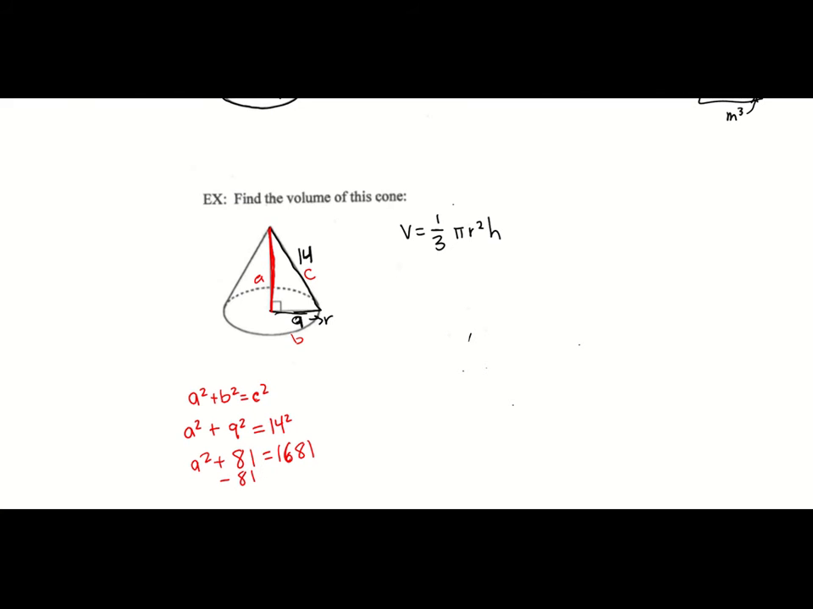We're going to subtract 81 from both sides. A squared equals 1600. And take the square root of both sides. We get A equals 40. So now that we have our A up here, we have our height. So we can plug in our numbers now into our volume formula. Our R is 9, and our height is 40. Plug that in, you get 3,391.2 feet cubed.